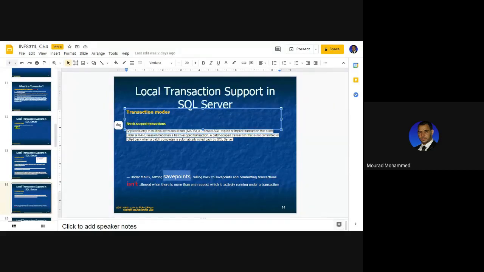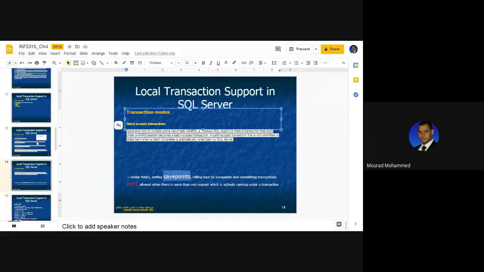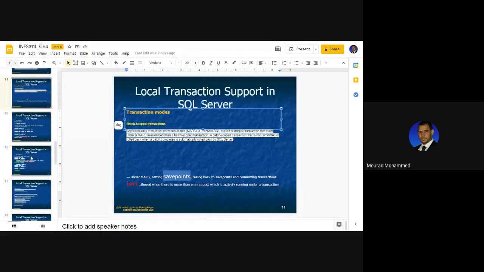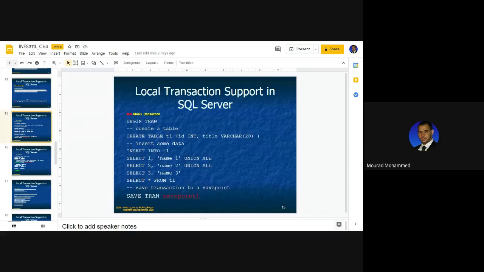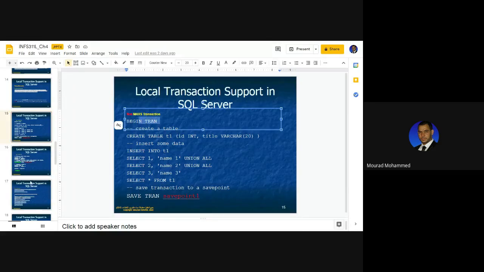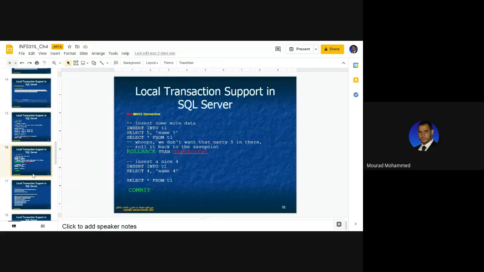Save points. What are save points? Save points are time-based points via which we can indicate a cropping point in the transaction life cycle. See in this slide, slide number 15, we have a transaction that starts here. It ends here in slide number 16 at this level. Let's say commit here.